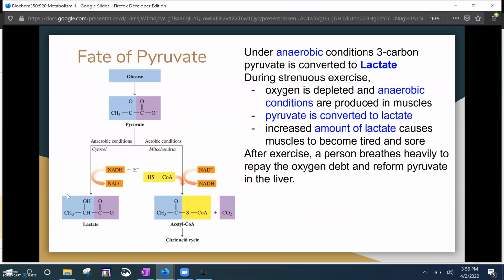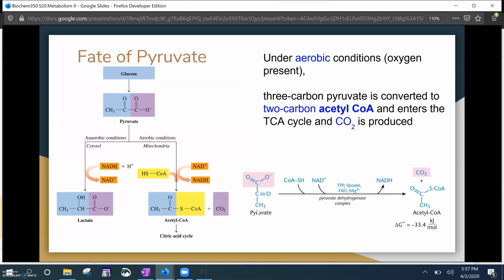The other pathway is under anaerobic conditions. The 3-carbon pyruvate is converted to lactate. And this is what happens during strenuous exercise. Oxygen is depleted and anaerobic conditions result in the muscles. Pyruvate is converted to lactate, and this increased amount of lactate is what causes your muscles to become tired and sore. After the exercise, you take deep breaths, you breathe in heavy, you're getting the oxygen back, and you can reform pyruvate in the liver, and then pyruvate will go through the regular part of the citric acid cycle. So those are the 3 fates of pyruvate.